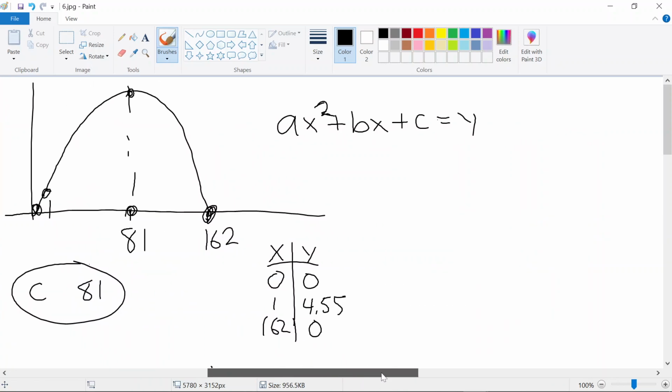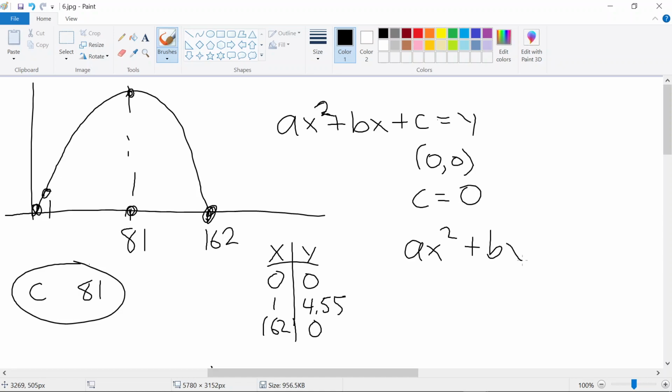I've got the equation. So I'll plug in 0, 0. I plug in 0 for x. A times 0 squared is 0. B times 0 is 0. So all that's left is C equals, I'm plugging in 0, 0. C equals, well, y is also 0. C equals 0. So now I know the equation is ax squared plus bx equals y. This one told me the C is 0.